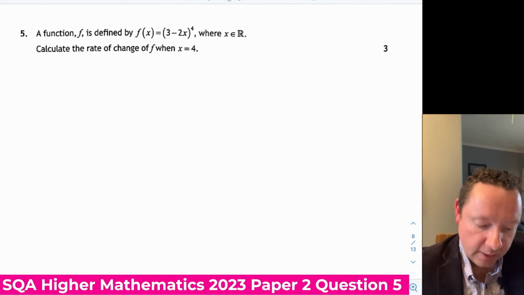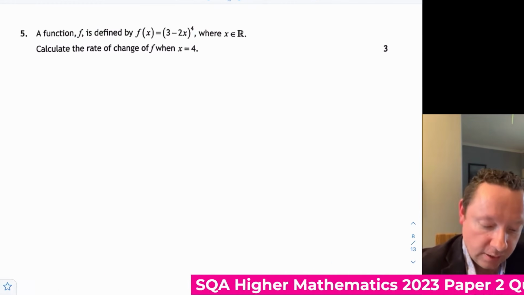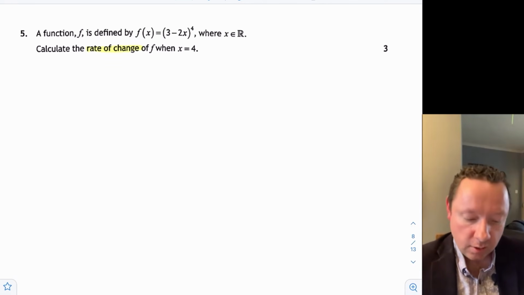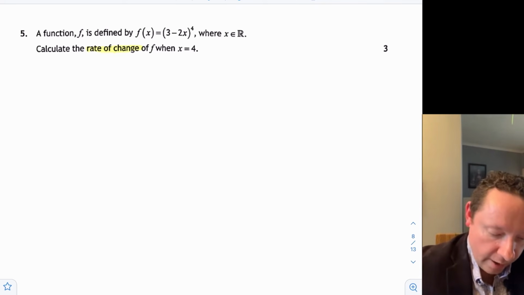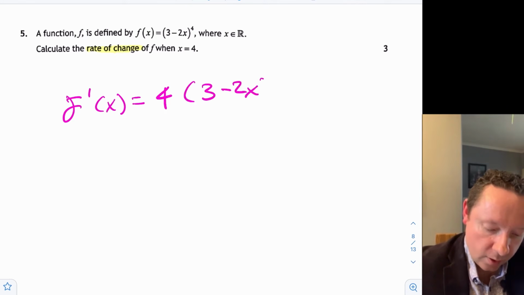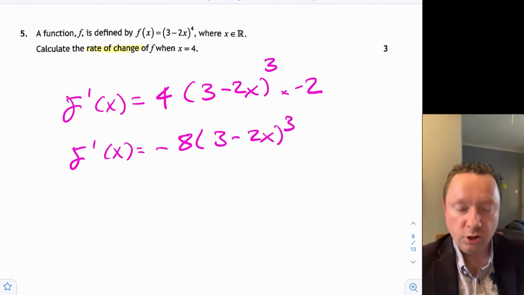Question 5. A function is defined as f of x is 3 minus 2x to the 4. Calculate the rate of change of f when x equals 4. So again, a power word, the rate of change means differentiation, and then just sub in x equals 4. So f dash x, well, it's the chain rule, so I take 4 down to the front, times by 3 minus 2x, take away 1 from the power, which is 3, but then I need to differentiate the inside function, which is minus 2, so I'm timesing the whole thing by minus 2. So f dash x is minus 8, 3 minus 2x cubed, because of the chain rule.